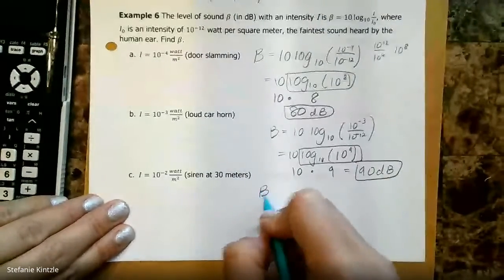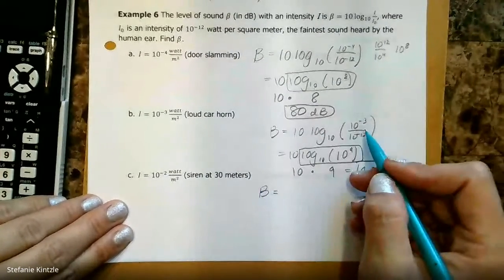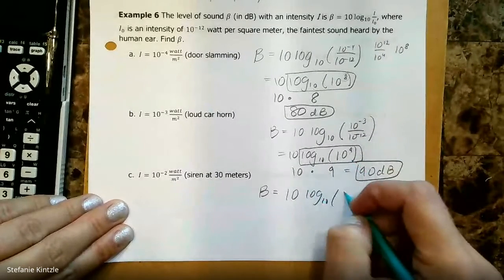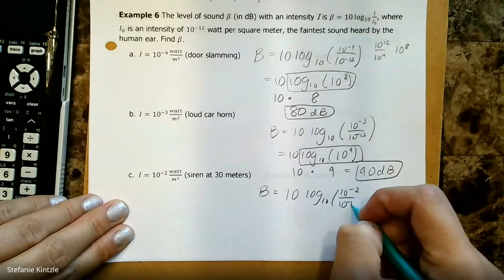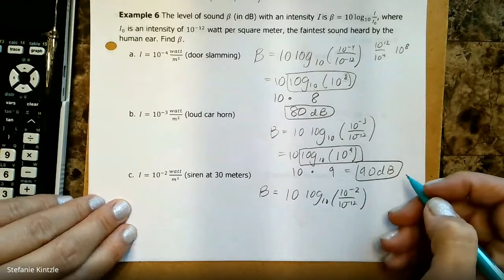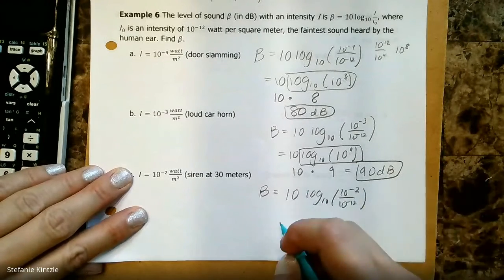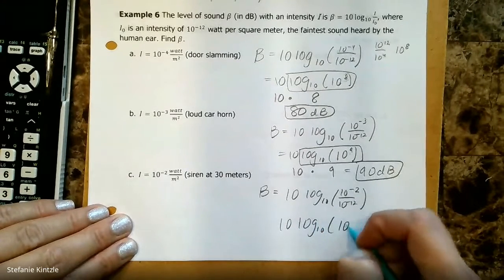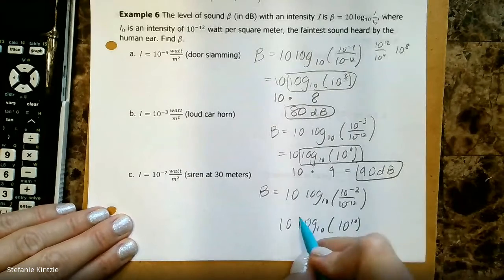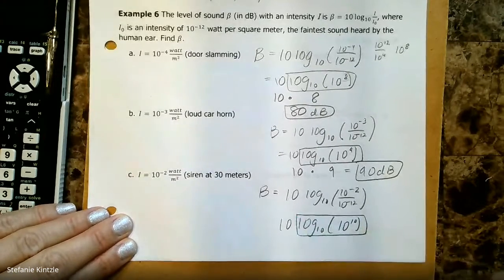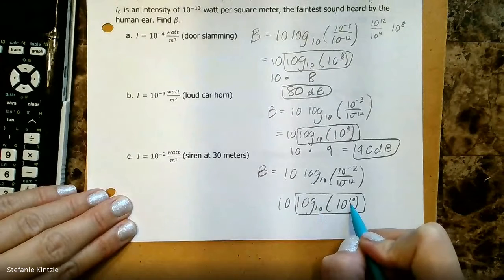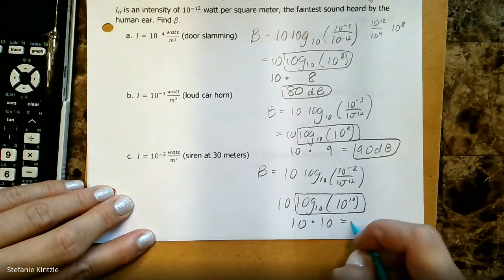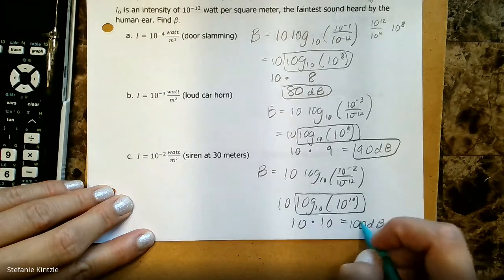And the last one, so we have 10 to the negative 2 over 10 to the negative 12. So negative 2 minus a negative 12 is 10, so 10 to the 10th power. We're just asking what exponent changes 10 into 10 to the 10th, and that would be 10. So 10 times 10 is 100 decibels.